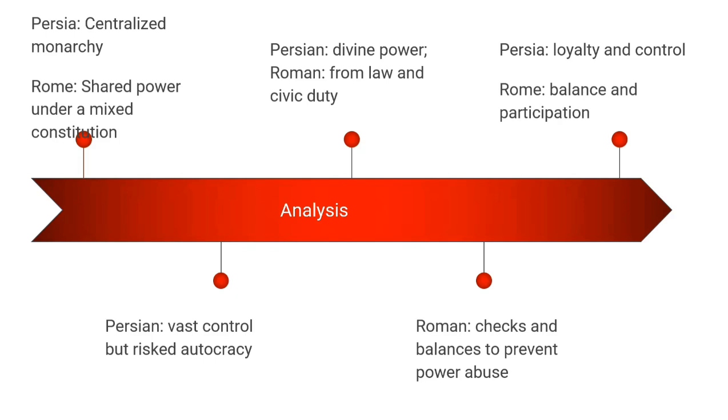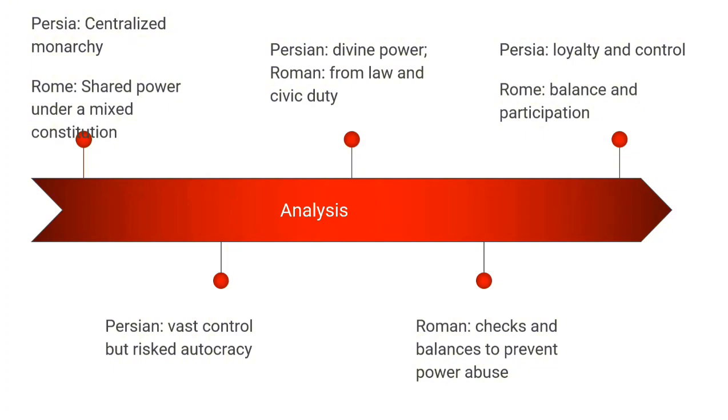In the Persian Empire, the hierarchy was designed to maintain centralized control under the king, whose authority was legitimized by divine right. This allowed the king to rule over a vast empire with relative ease, but it also made the system vulnerable to the risk of autocracy.